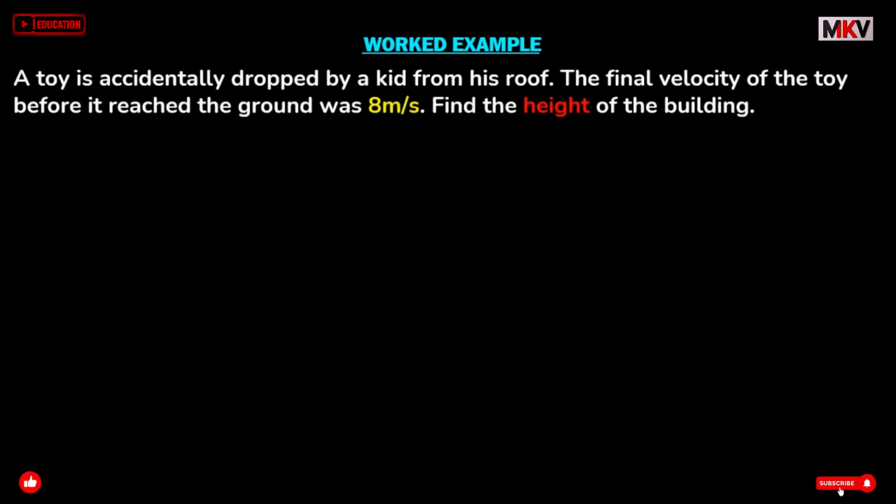Now, another question. A toy is accidentally dropped by a kid from his roof. The final velocity of the toy before it reached the ground was 8 meters per second. Find the height of the building.